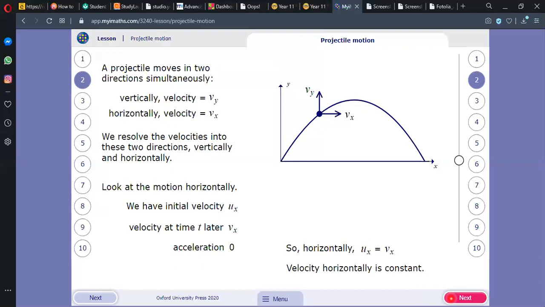Velocity horizontally, therefore, is constant. Please take note of that. Now, the displacement is Sx. That means the distance covered along the horizontal direction, Sx. Take note of that, guys.